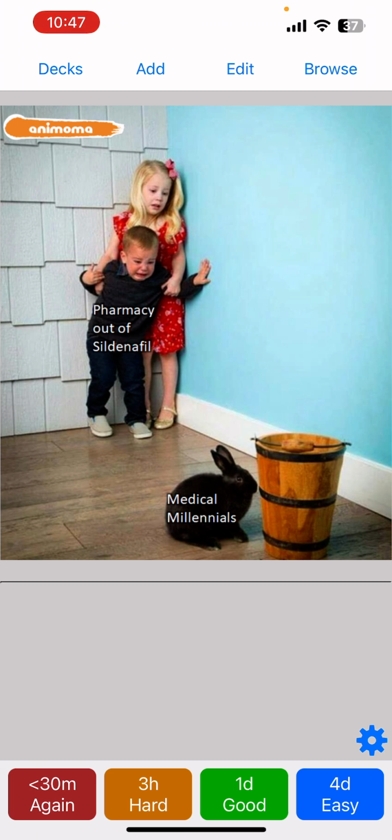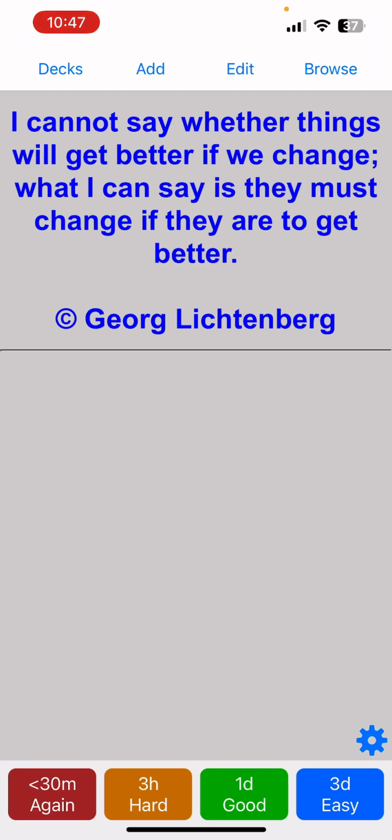Pharmacy out of sildenafil. Medical medicines. I think this has the same thing to do with the priapism joke. That was on Reddit, honestly. It was on it for a while. It's probably still on it right now. I cannot say whether things will get better if we change. What I can say is that they must change if they are to get better. Ooh, that's odd.